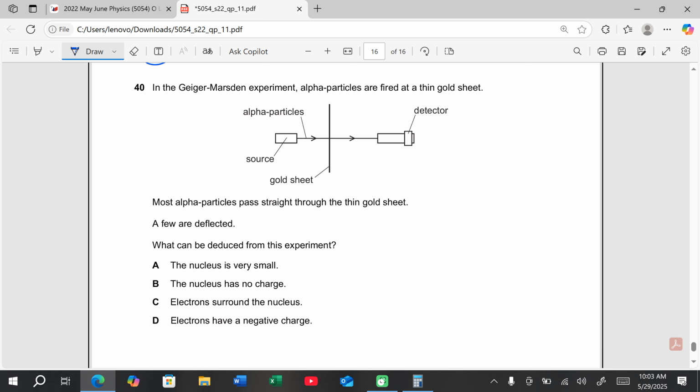Most alpha particles pass straight through the thin gold sheet in the Geiger-Marsden experiment. Few are deflected. What can be deduced? The nucleus is very small. Yes, that can be one of the deductions. Nucleus has no charge? It has a charge. Electrons surround the nucleus? That's not a deduction. Electrons have negative charge? That's not a deduction, so it is A.